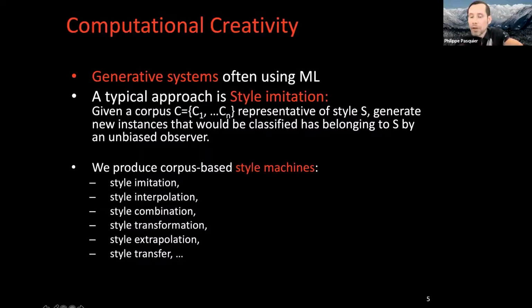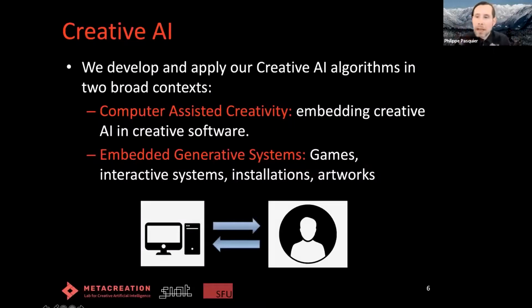And you've heard, for most of you, those terms before because they became popular in the last few years. So today I'm going to focus on two broad families of applications of those creative AI algorithms. The first family will be computer-assisted creativity. This idea of embedding creative AI algorithms into existing creative software so that the user can interact with the system and get to create faster, better, or to create differently.